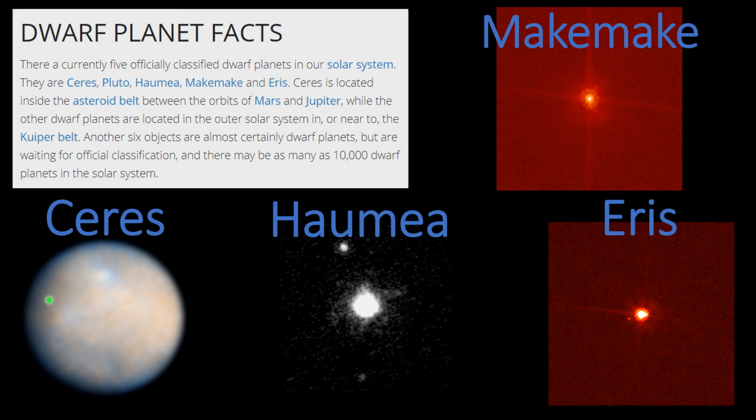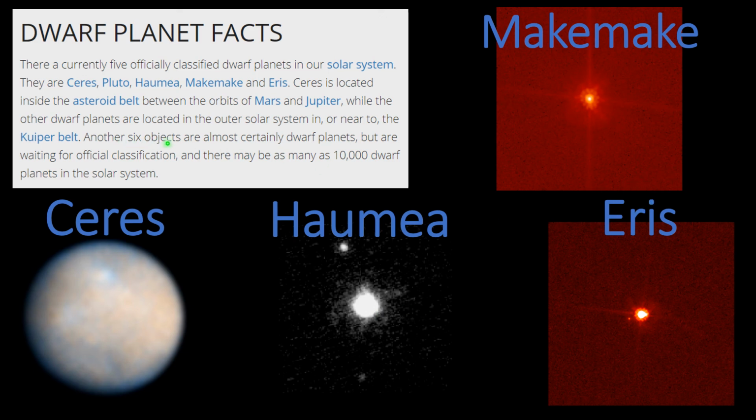Now, Ceres, down over here, it's a very pixely picture. It's not very well focused because it's a small object. Ceres is actually in the asteroid belt between Mars and Jupiter. So it's part of that asteroid belt. Then we have Haumea, Eris, and Makemake. The images are very grainy because these objects are so far away, but these are out toward the Kuiper Belt, out where we would basically find Pluto, out in that part of space.